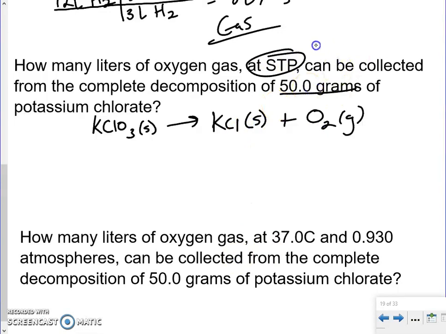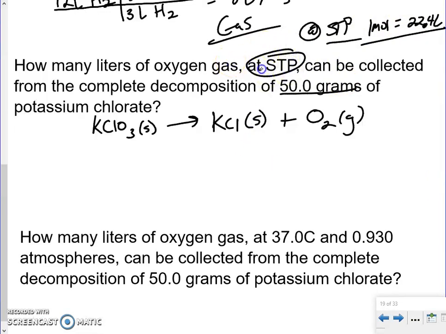If you remember last year, we talked about the fact that at STP, 1 mole of gas is equal to 22.4 liters. So keep in mind, moles and liters are not equal, they're proportional, which is why we can make these assumptions and use them like mole ratios. But technically, the amounts of moles and liters are not equal to each other. And this statement is only true at STP.